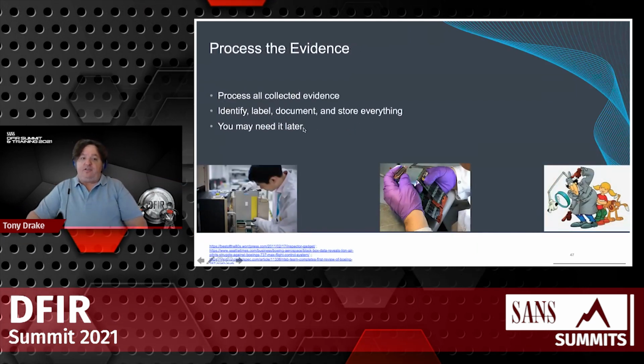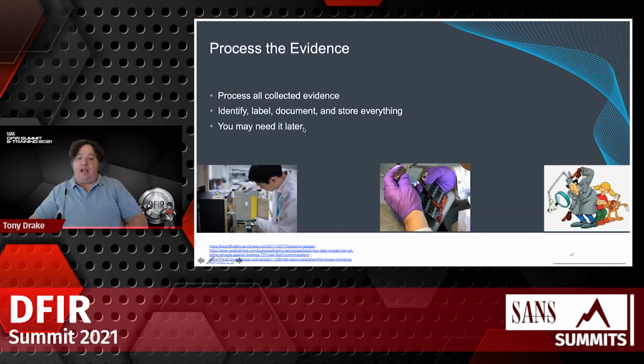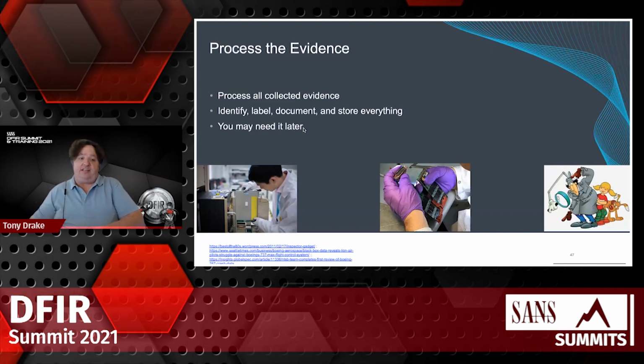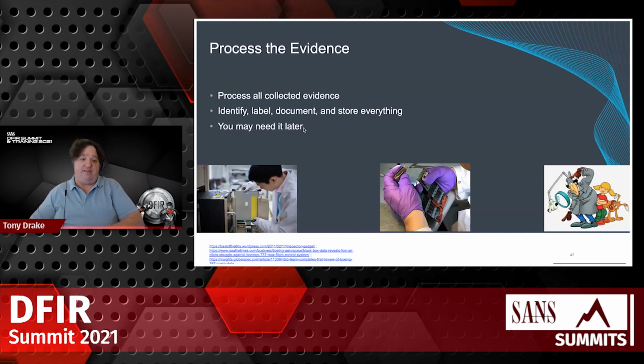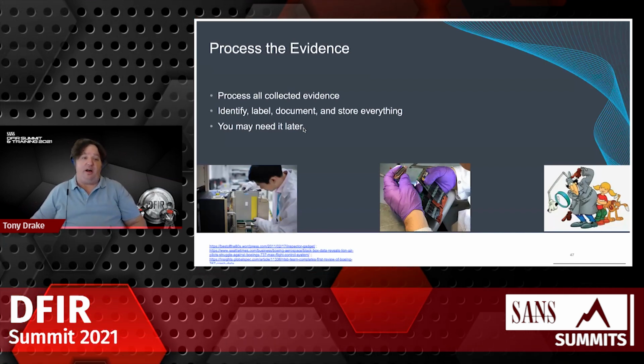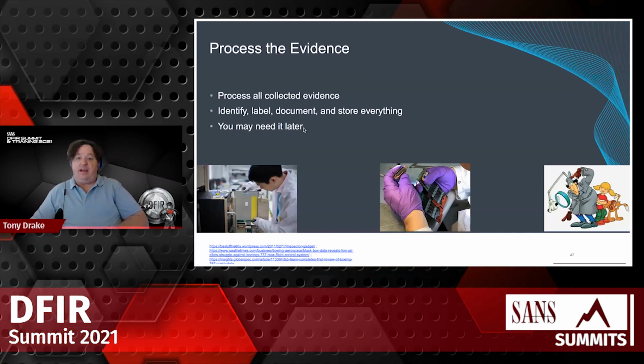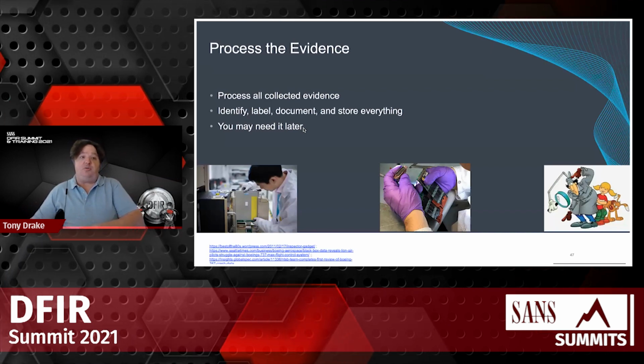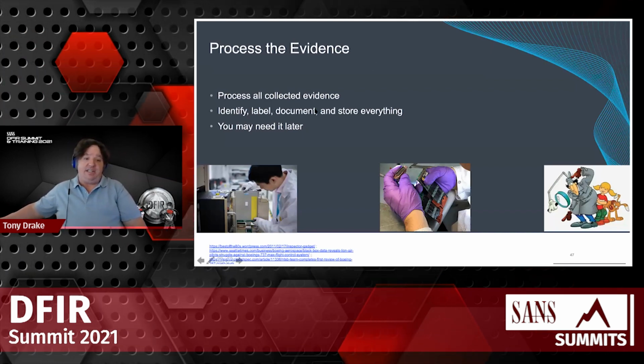The next step is to process the evidence. Once you've got all these boxes and all these things, you have to tag them, you have to identify them, you have to gather the data off of the black boxes. You have to get everything in order so that you can refer to it during the investigation as you go.